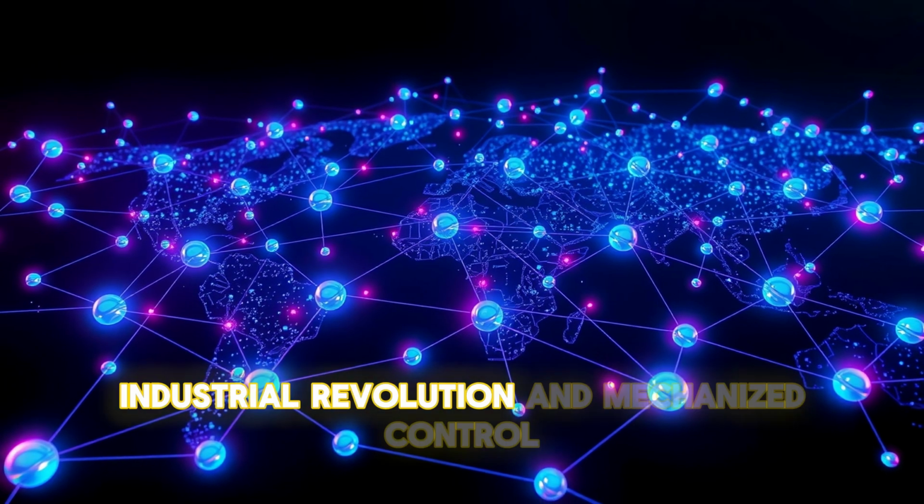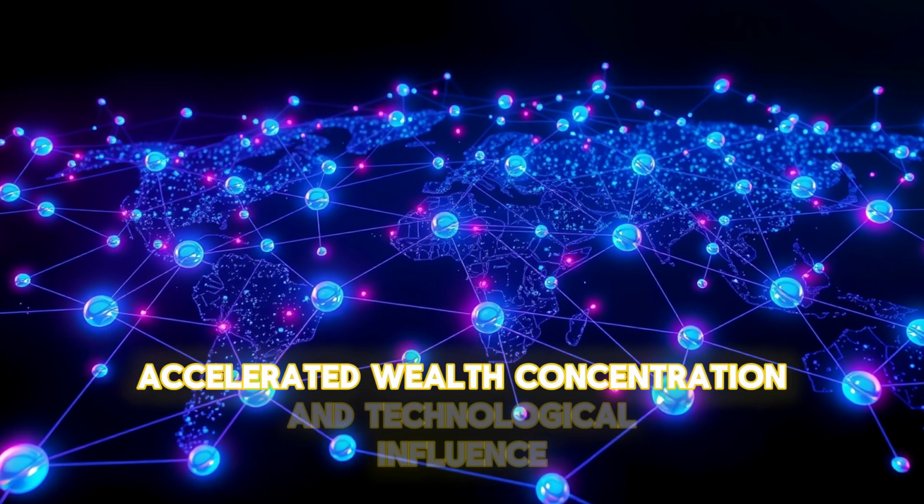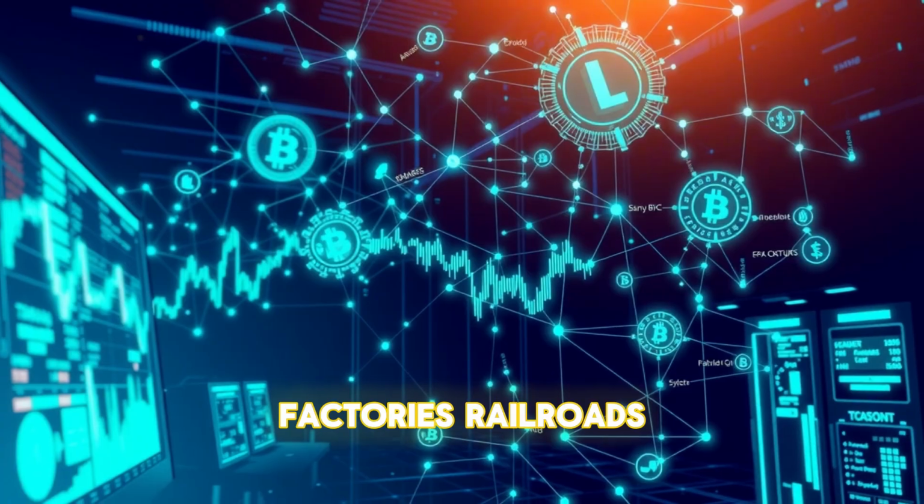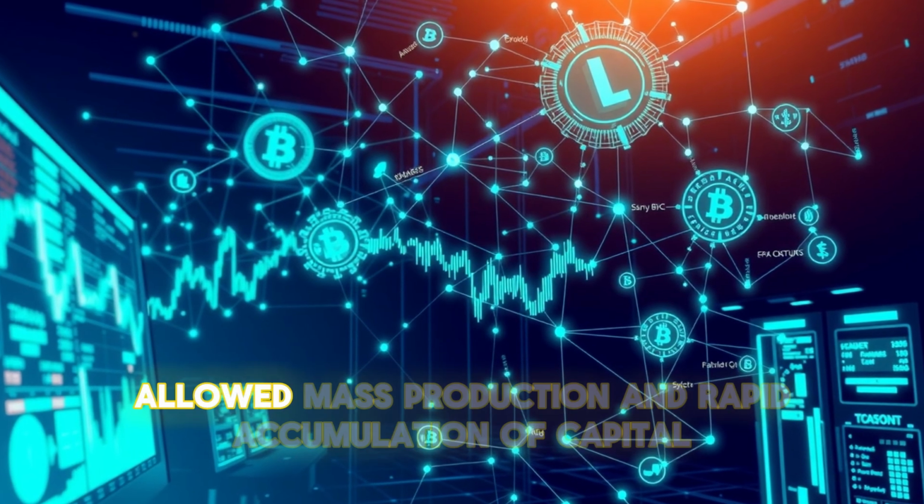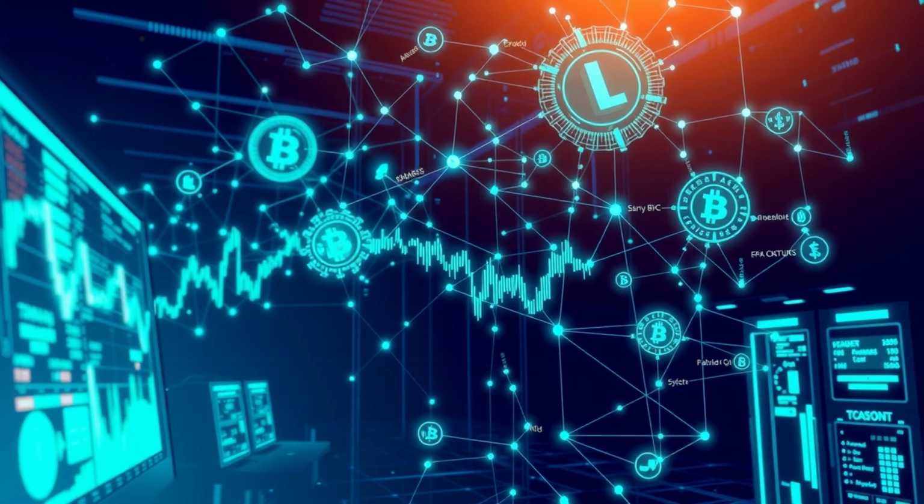Industrial Revolution and mechanized control. The Industrial Revolution accelerated wealth concentration and technological influence. Factories, railroads, and steam engines allowed mass production and rapid accumulation of capital.